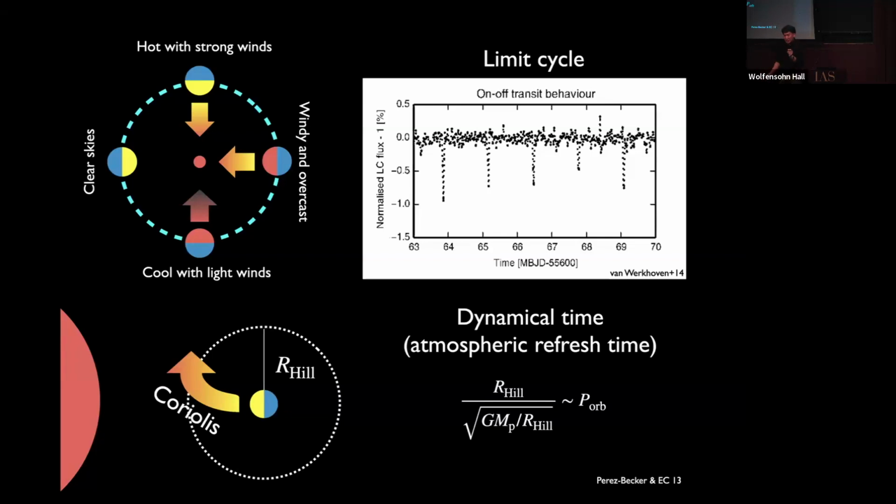There's a time scale for this cycle. Very conveniently, it is just of order the orbital period, because that's how long it takes for a thermal wind to travel from the surface to the edge of the Hill sphere, where Coriolis forces will turn it out of the line of sight to the star. So there's a natural atmospheric refresh time, right? The dynamical time at the Hill sphere is just the orbital period. So that, I think, nicely explains this on-off behavior. It does not explain what most of the light curve is doing, which is completely chaotic.